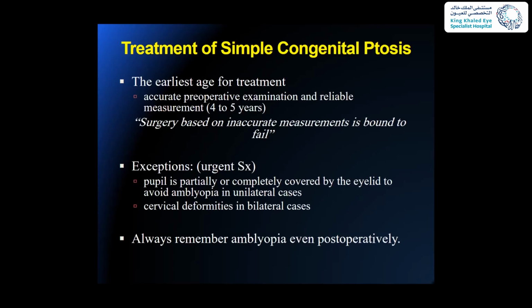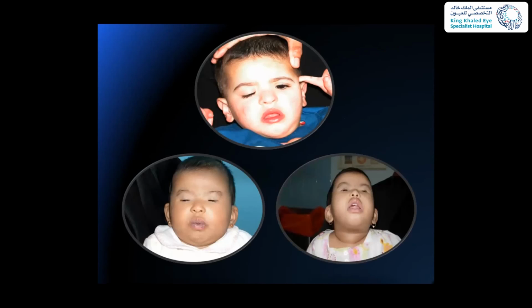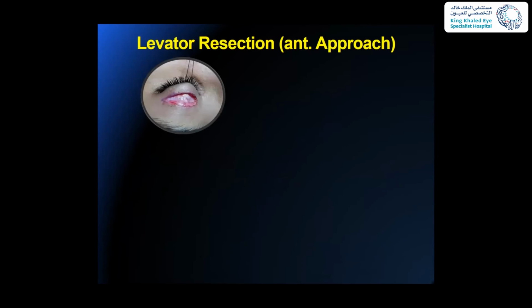In some patients, as we mentioned before, you have to treat them at an earlier age group. If the patient has unilateral severe ptosis, the pupil is partially or completely covered by the eyelid, to avoid amblyopia in unilateral cases, or in bilateral cases if the patient has chin up position, to avoid cervical deformity. And usually we treat them between the age of 6 months to 1 year. Always remember amblyopia, and you have to treat it postoperatively. This is the exception: unilateral severe ptosis and bilateral with adopting head posture.